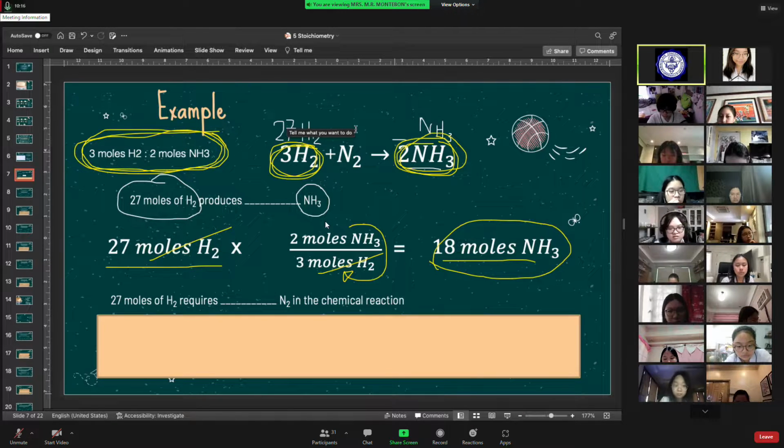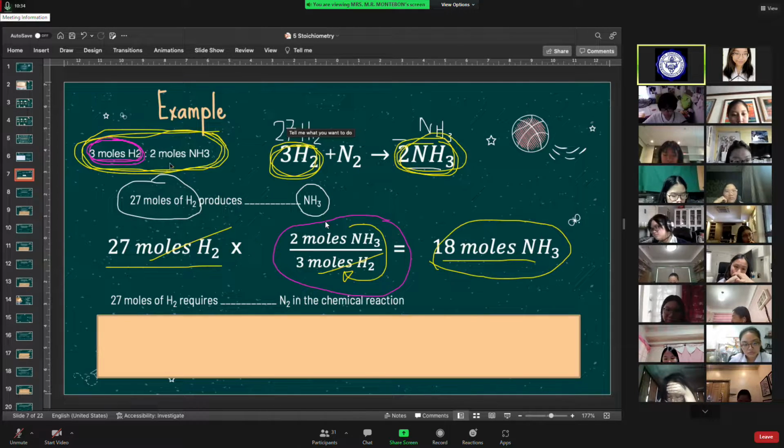So again, if you are wondering, teacher, how do we know? You will always base it from the ratio. 3 is to 2. Meaning 3 moles of H2, here, I encircle in pink, 3 moles of H2 is to 2 moles of NH3. Okay?